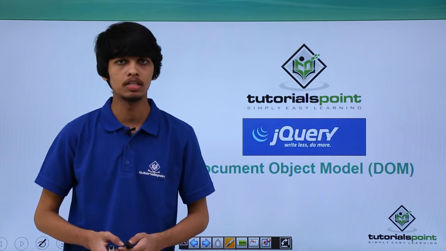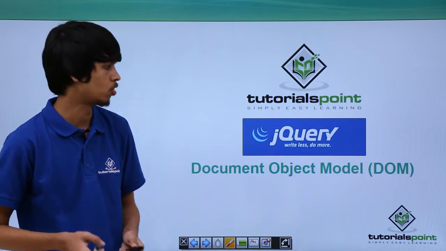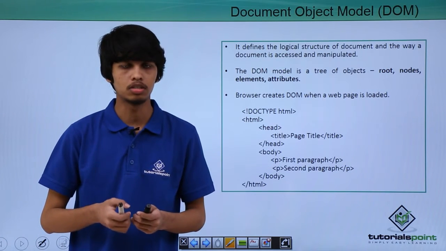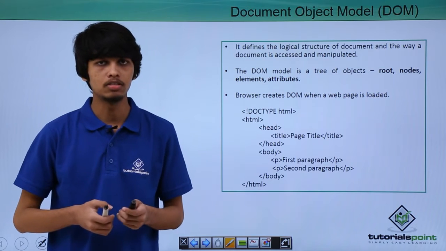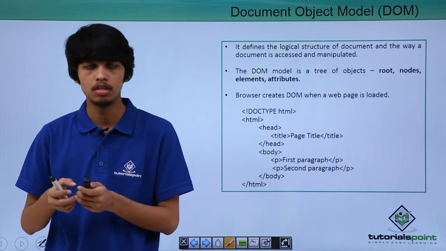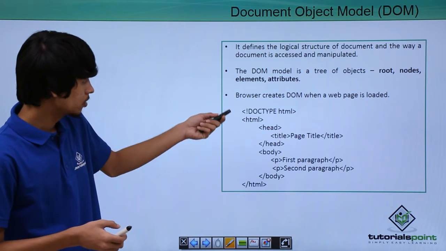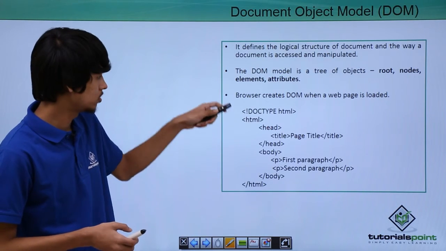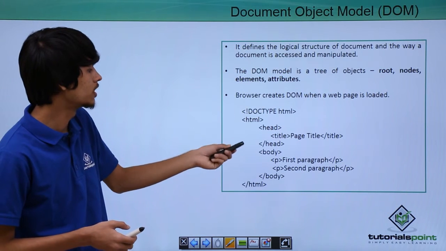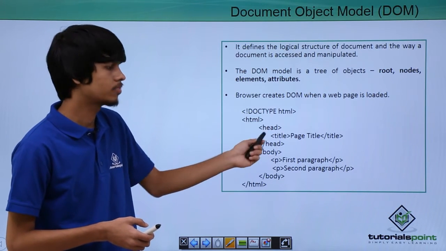In this session, we'll be learning about DOM, Document Object Model. What is DOM? DOM defines a logical structure of our web page. It defines a tree containing nodes, elements, attributes, everything. This is basically how a web page looks. This is the normal structure of a web page containing HTML tag, head tag, body tag, containing paragraph tag in case.